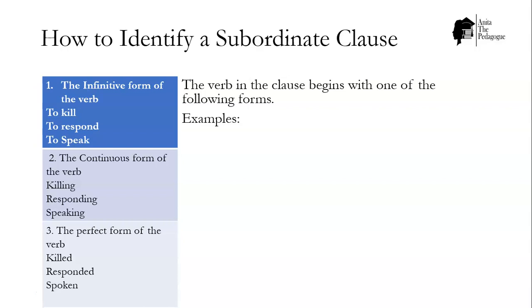Two, if the continuous form of the verb begins the clause, and the continuous form is also the ing form of the verb: killing, responding, speaking. So if you realize that a clause begins with the continuous form of the verb, then it is a subordinate clause. Also, if it begins with the perfect form of the verb, for example killed, responded, spoken, then you should know that it is a subordinate clause. Let's move on to our examples.